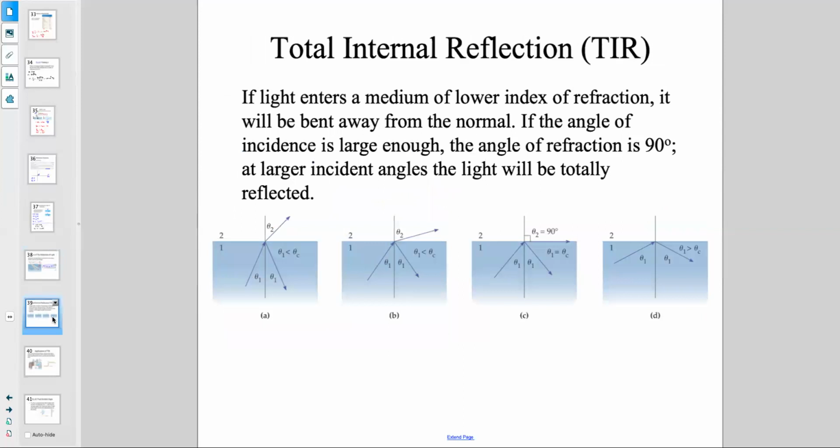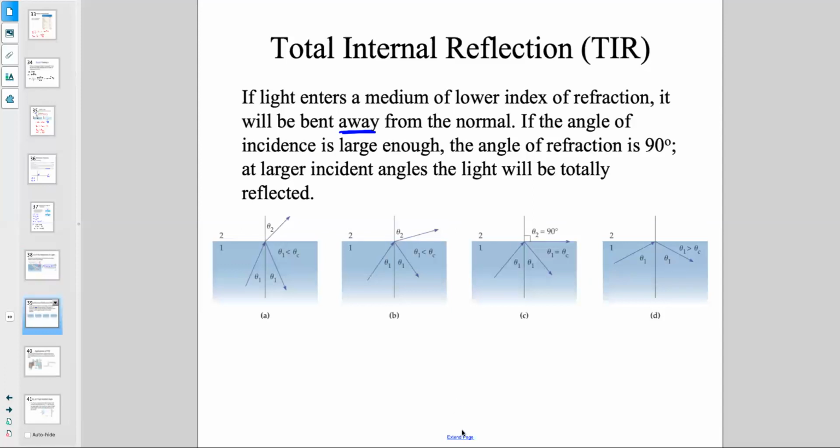So we have another thing called total internal reflection, or TIR. If light enters a medium of lower index of refraction, it will be bent away, we know that, from the normal. For example, if it's going from water to air, it will bend away from the normal line. If the angle of incidence is large enough, the angle of refraction is 90 degrees. At that large incident angle, the light will be totally reflected.